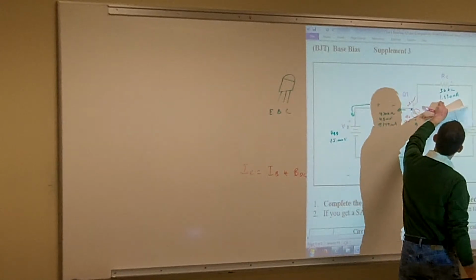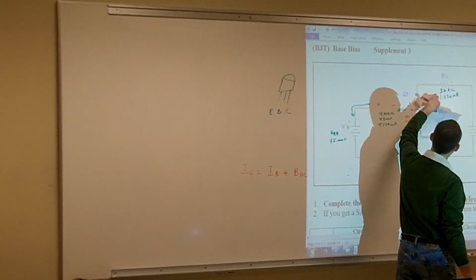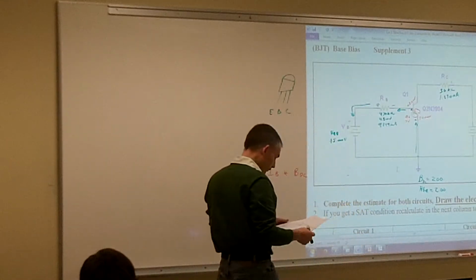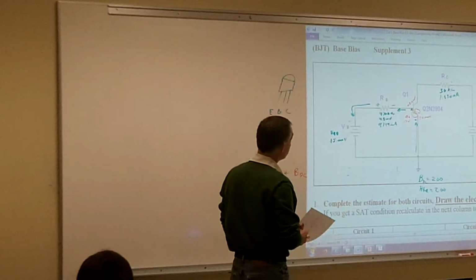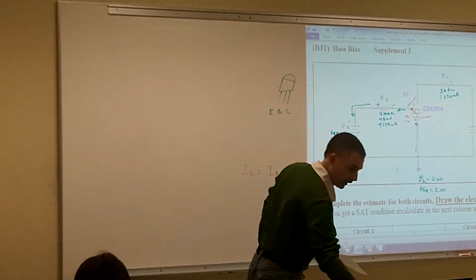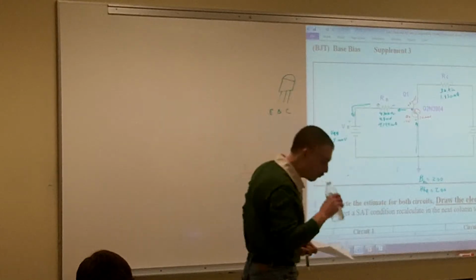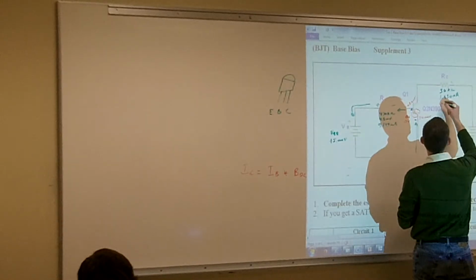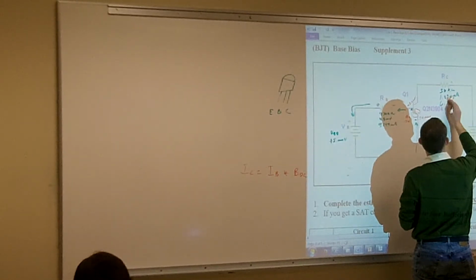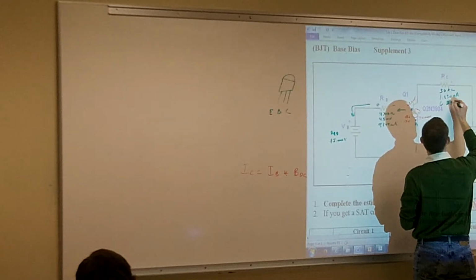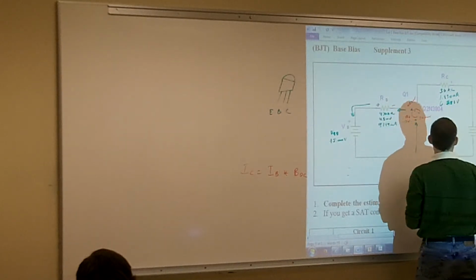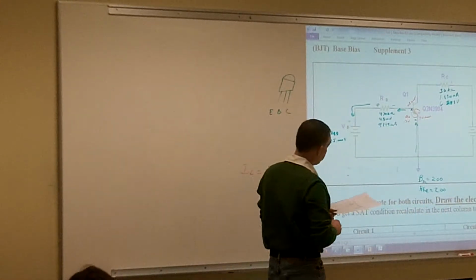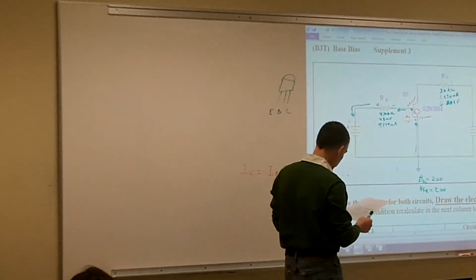Now once we determine our current for our collector and we know our resistance, then we can go ahead and calculate out our voltage across our RC. So what's my voltage across RC, or my collector resistor? 6.588 volts. So there's our voltage across our collector resistor.